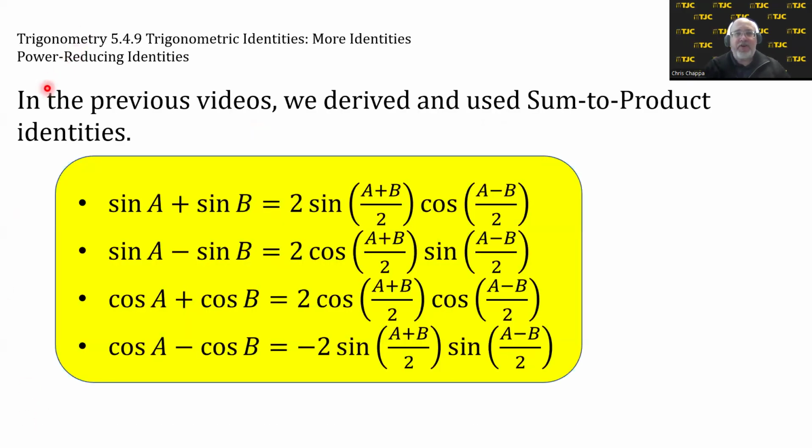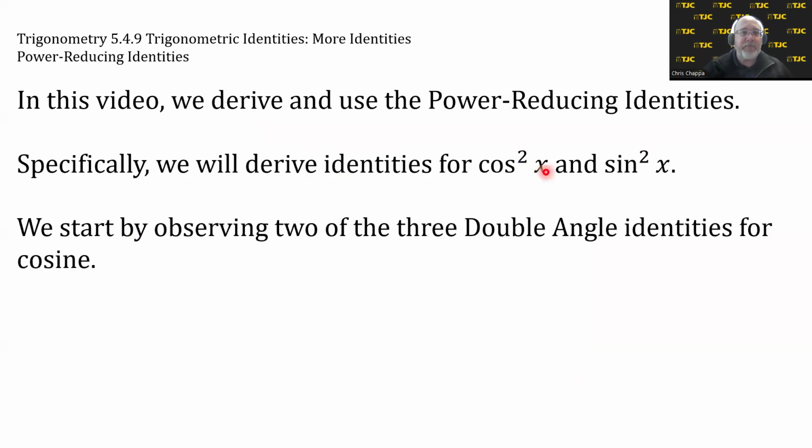In the previous videos, we derived and used sum-to-product identities. Here you see a list of all four of them. It's worth reminding you that I have none of these memorized, but I know how to derive all of them. If I need them during a problem, I can either rederive them or look them up. In this video, we derive and use the power-reducing identities. Specifically, we will derive identities for cosine squared x and sine squared x.